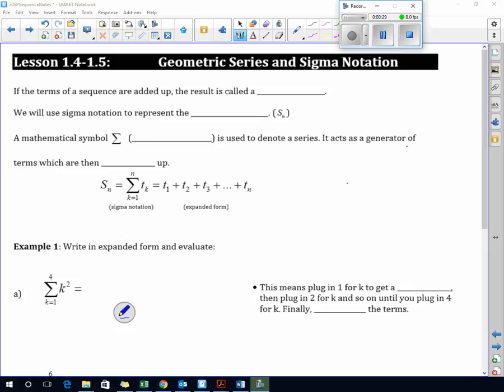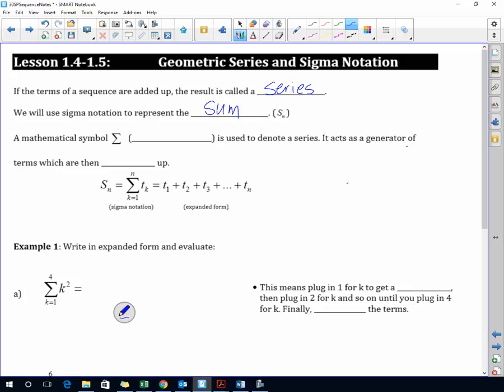We will use sigma notation to represent the, what does that S stand for? Sum. The mathematical symbol, does anybody know what this Greek letter is? Sigma. Sigma is used to denote a series.